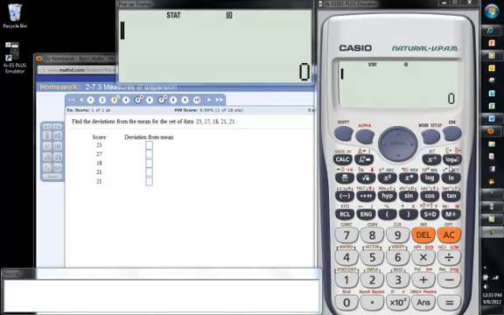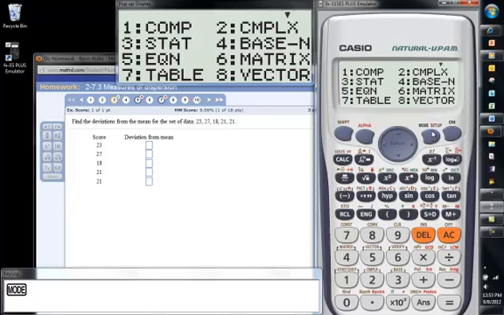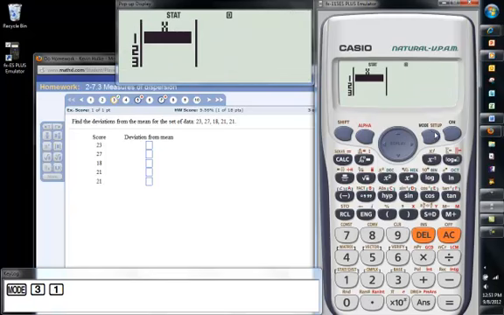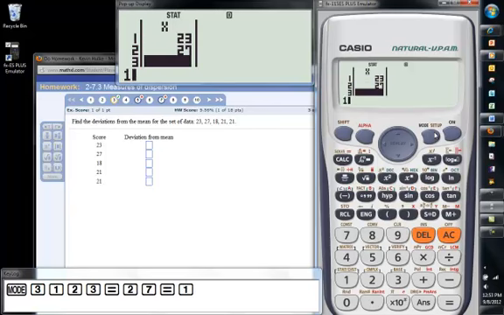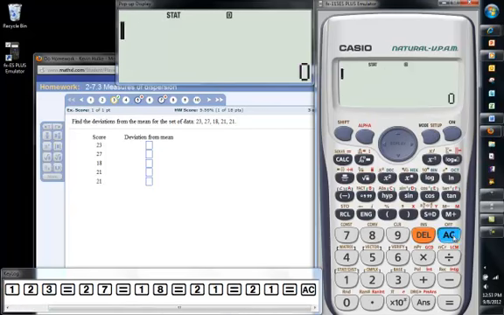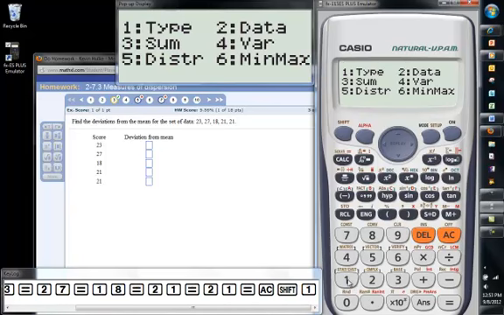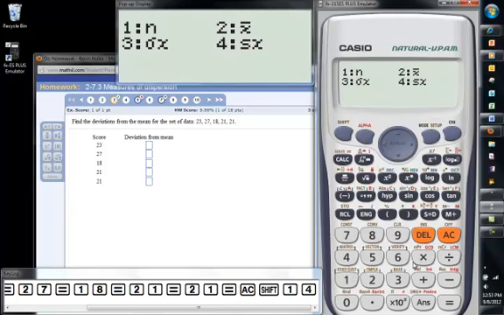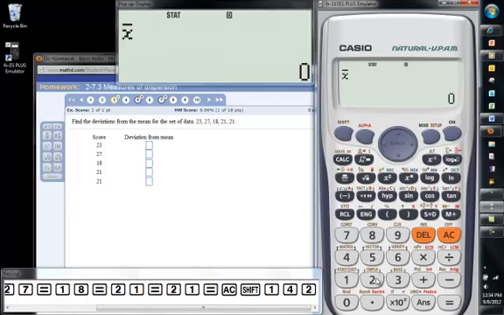In order to find the deviations from the mean, the first thing we have to do is to find the mean. So we're going to go to statistics, which is number 3, and choose one variable statistics. So we just enter the data, 23, 27, 18, 21, and 21. And then when we're done, we press all clear, because that gets us so that we can find the statistics. And after I press shift statistics, the average is number 2 here. And so we find that the average is 22.